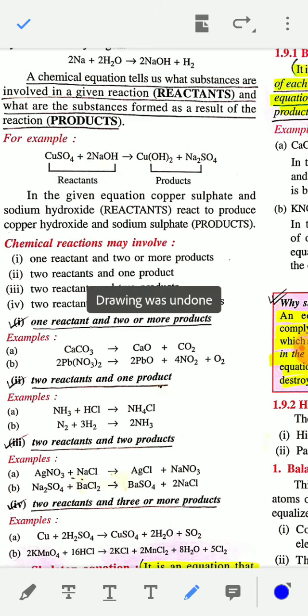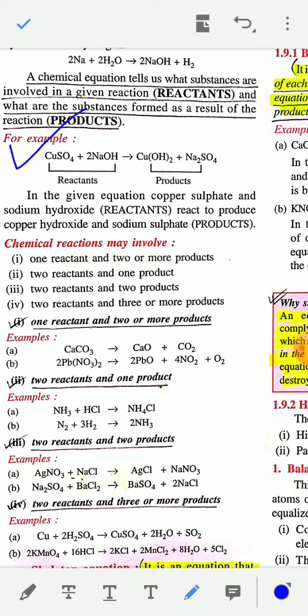So a chemical reaction tells us the substances that are involved in the given reaction. The substances that are involved in the chemical reaction are known as reactants, and the substances that are formed as a result of the chemical reaction are called products. For example, in this reaction CuSO4 plus 2NaOH gives Cu(OH)2 plus Na2SO4, CuSO4 and NaOH are reactants, and Cu(OH)2, that is cupric hydroxide, and Na2SO4, that is sodium sulfate, are products.